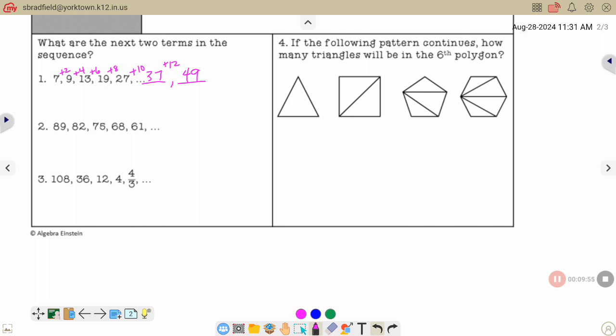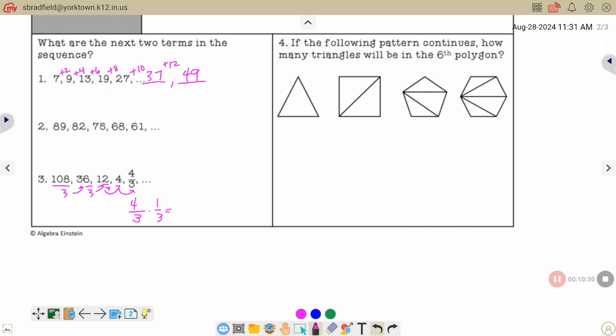Okay. May not recognize it right away with 108, but 108 divided by 3 is 36. So divide by 3 gives me 36. Divide by 3 gives me 12. Divide by 3 gives me 4. Divide by 3 is 4/3. They just left it, right? What's next? The next one would be 4/3 divided by 3. Dividing by 3 is the same as multiplying by 1/3. So I would say times 1/3. What is 4/3 times 1/3?